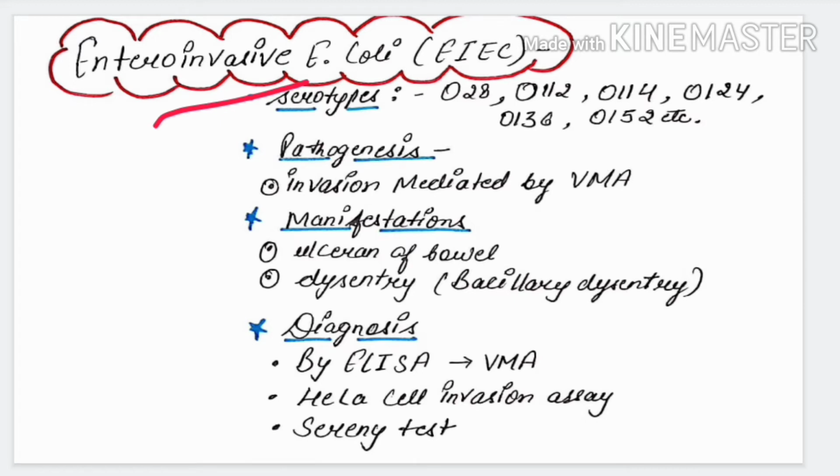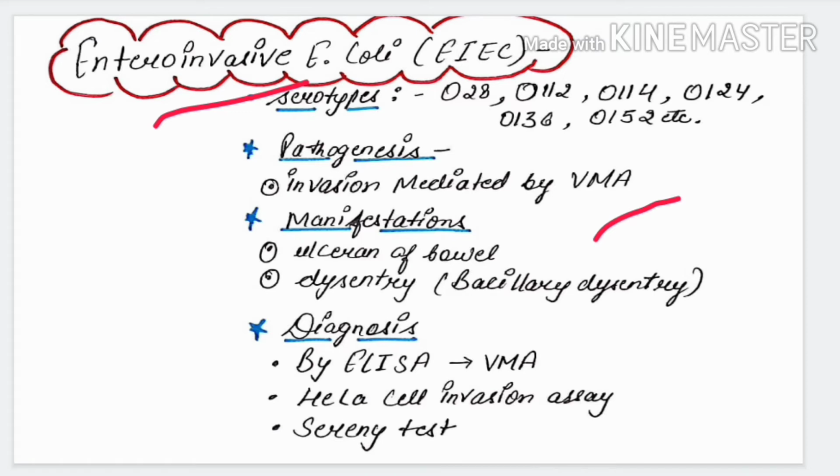First, it will adhere to the epithelial cell with the help of VMA, that is virulence marker antigen. With the help of VMA, it will adhere to the intestinal mucosa and produce the disease. Now what will it do?